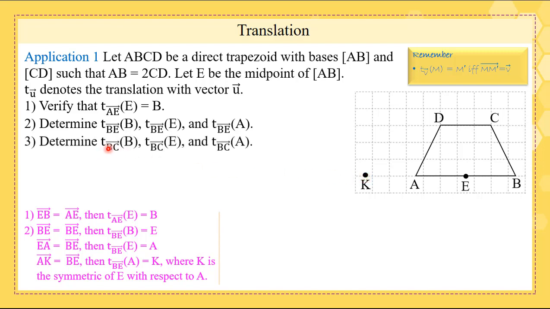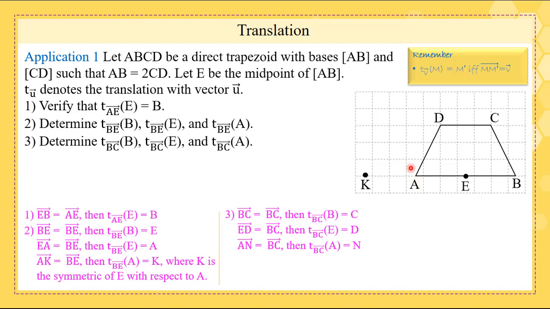Part 3. Determine translation of the point B, translation of E, and translation of the point A by vector BC. Try to answer it. In fact, BC vector is equal to BC vector. Then the translation of the point B by BC vector is the point C. And since ED vector is equal to BC vector, then the translation of the point E by BC vector is the point D. Now, translation of the point A by BC vector.